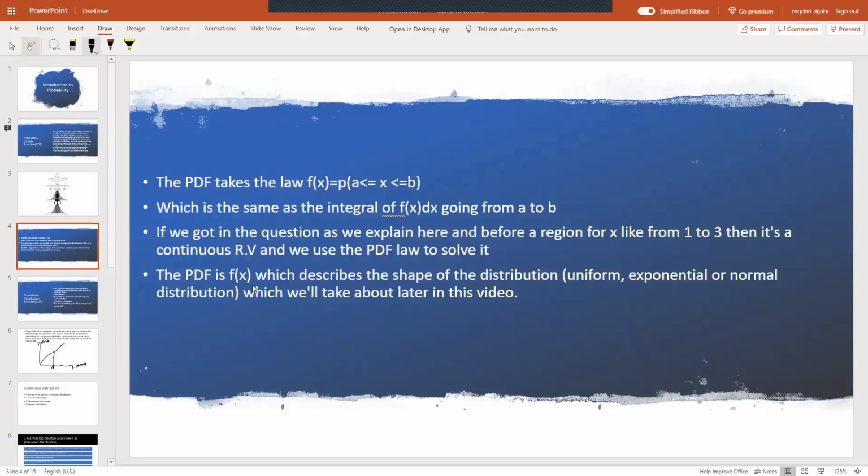The PDF is a function f(x) which describes the shape of the distribution. It can take the form of a uniform, exponential, or normal distribution, which we'll talk about later in this video.